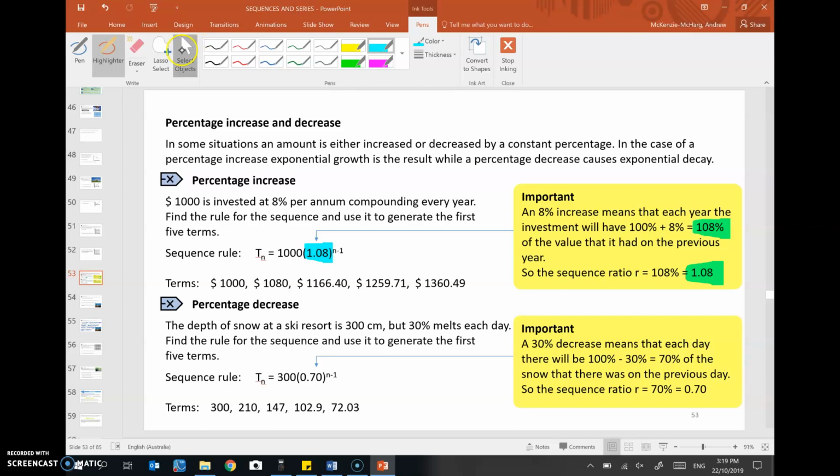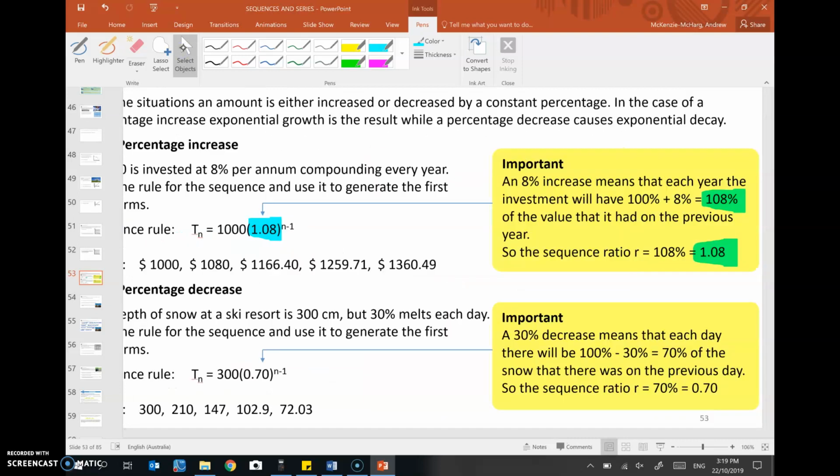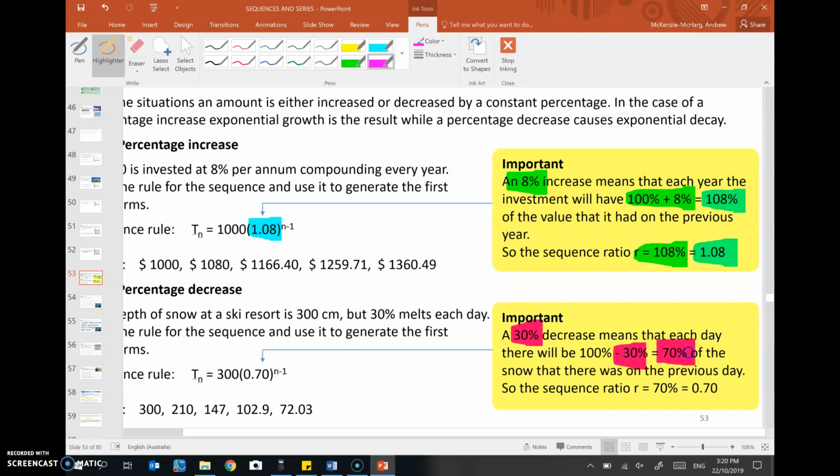Another thing to note is that if we have a percentage increase of, say, 8%, we need to add that to 100%, which gives us 108%, or 1.08. If it's a decrease, we need to subtract that decrease. So say we had a 30% decrease, we subtract that from 100%. If we're increasing, we add to 100%. If we're decreasing, we subtract from 100%. So subtracting 30% from 100% gives us 70%, or 0.7, and that determines the common ratio for this sequence.